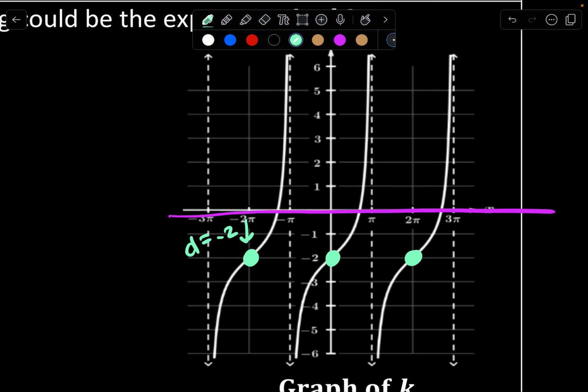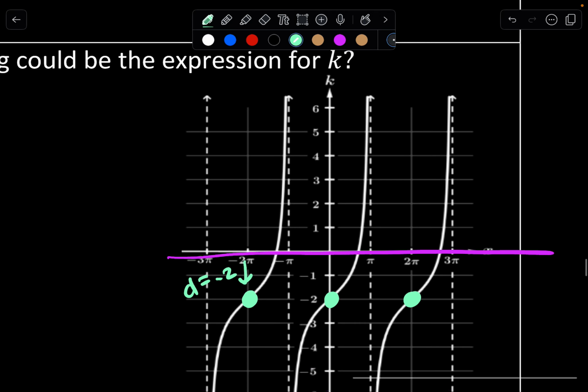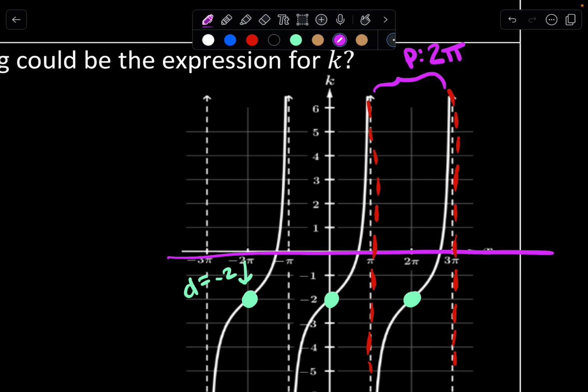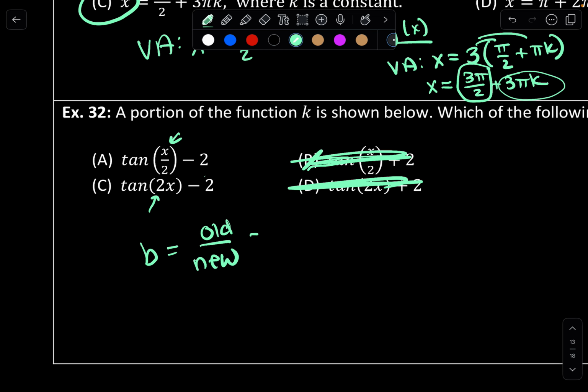Okay. So with this one, we can use the asymptotes to find what the new period is. So here I see an asymptote at pi, and then I also see an asymptote at 3 pi. So that tells me from pi to 3 pi we have 1 cycle, which means our new period is 2 pi. So we stretched out tangent. So the old period for tangent is pi. Our new period is 2 pi, which means we get 1/2. So the answer is A.